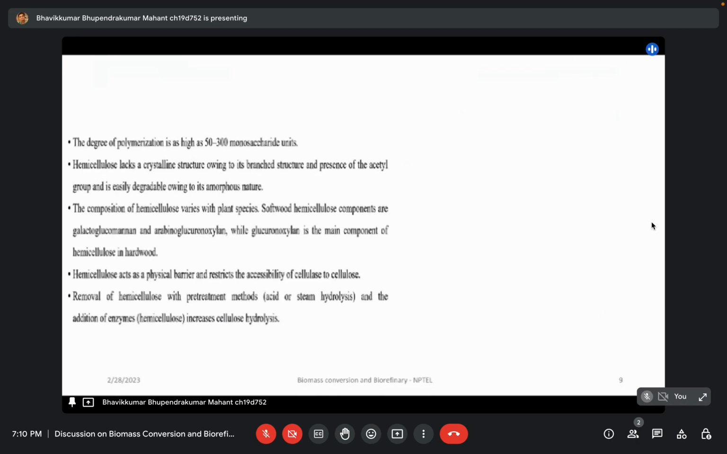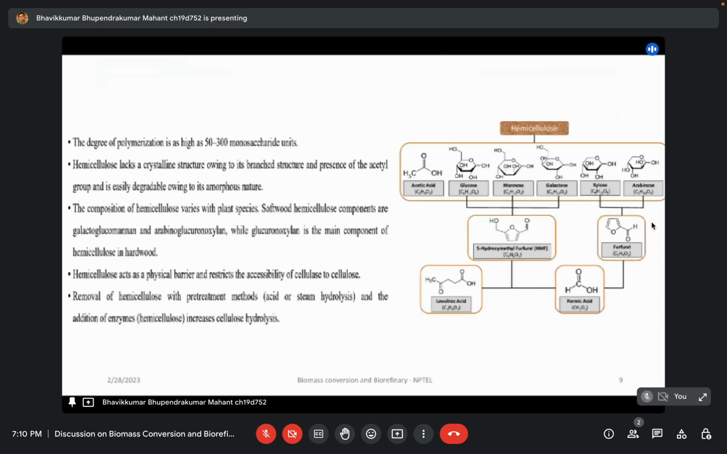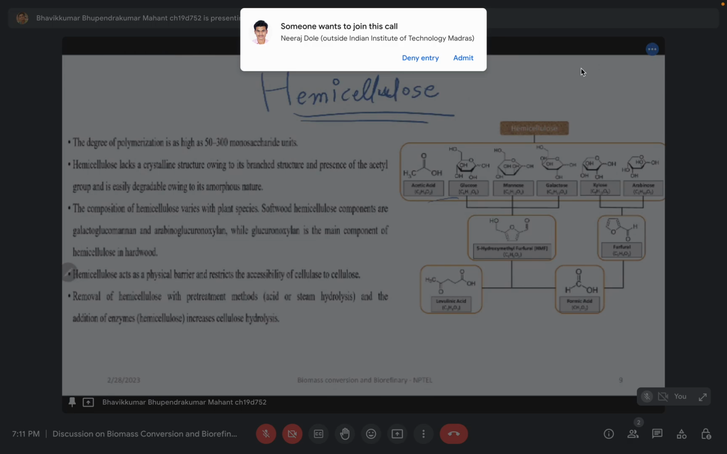Now, if we talk about more detail of the hemicellulose, this is all about the hemicellulose. If you look at the hemicellulose, there are many fundamental monomers: acetic acid, glucose, mannose, galactose, xylose.